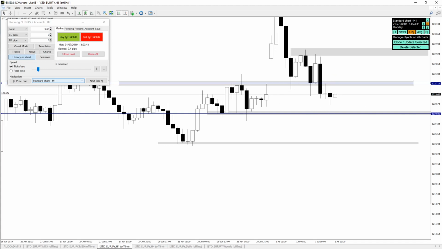Does FX Simulator run on MT4 as well? Yes, this is MT4. I'm running MT4 and it runs on MT4 perfectly. There are no problems.